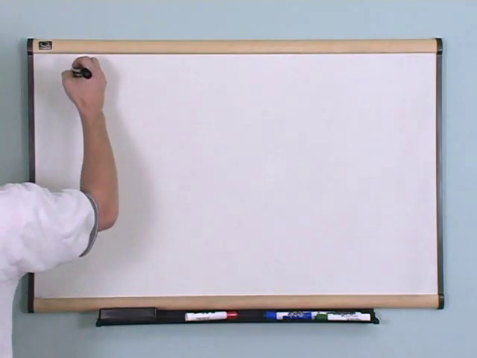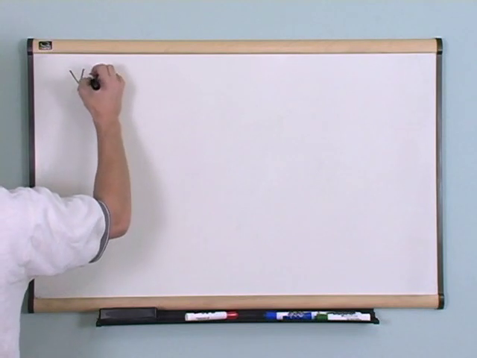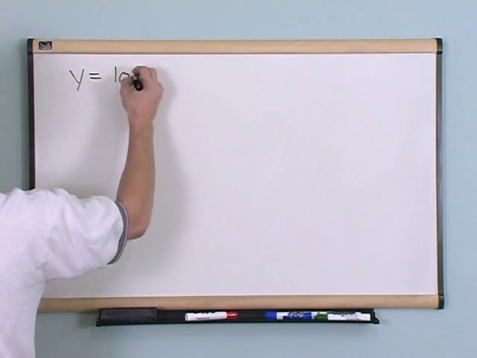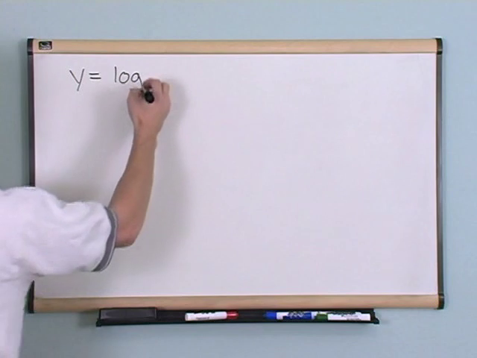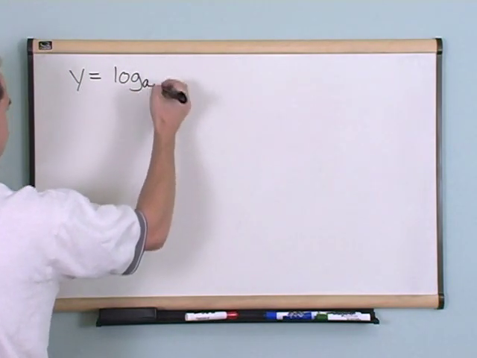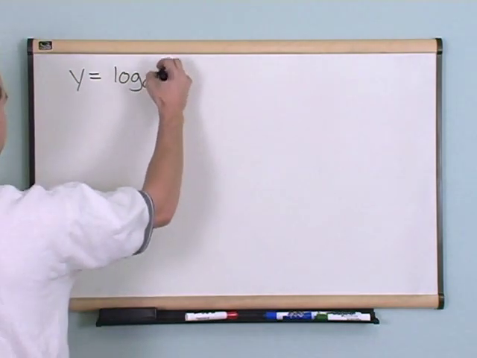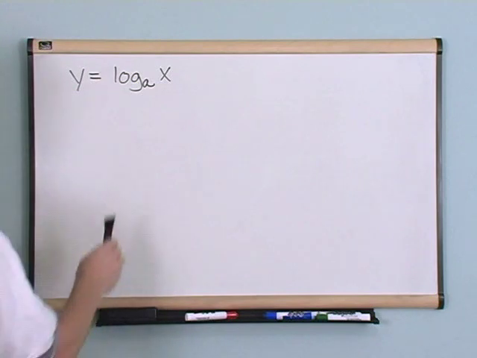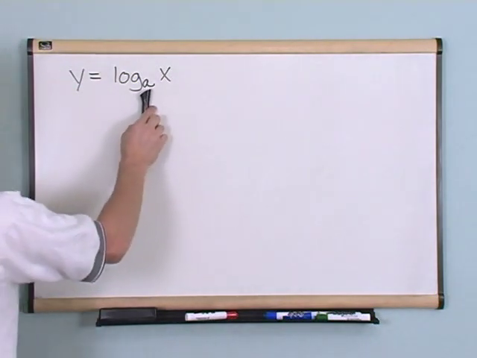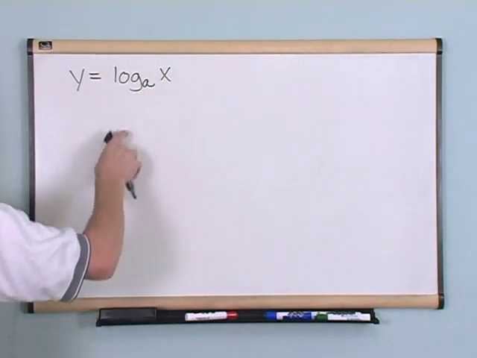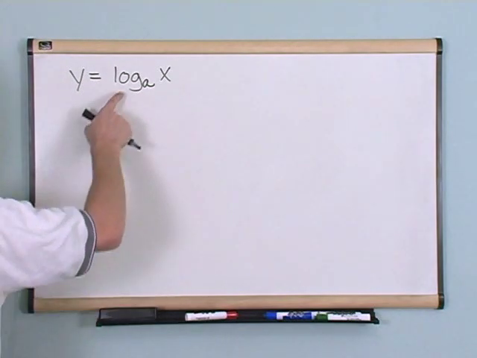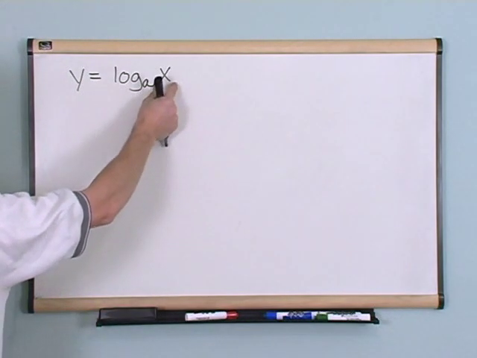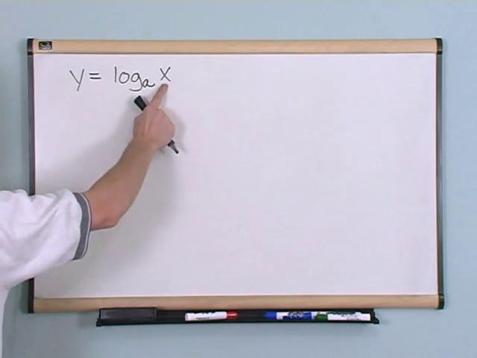If I have something that looks like this, y is equal to the logarithm, and I'm going to say it is the logarithm to the base a of the number x. What does that mean? You will see this in books. Every logarithm has what's called a base. That's written as a subscript here, and the base in this case is a. You're also taking the logarithm of a number. In this case, you're taking the logarithm of x.